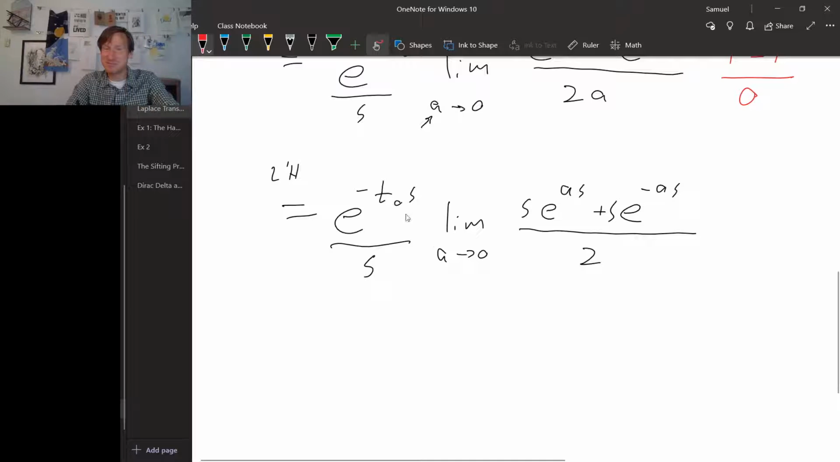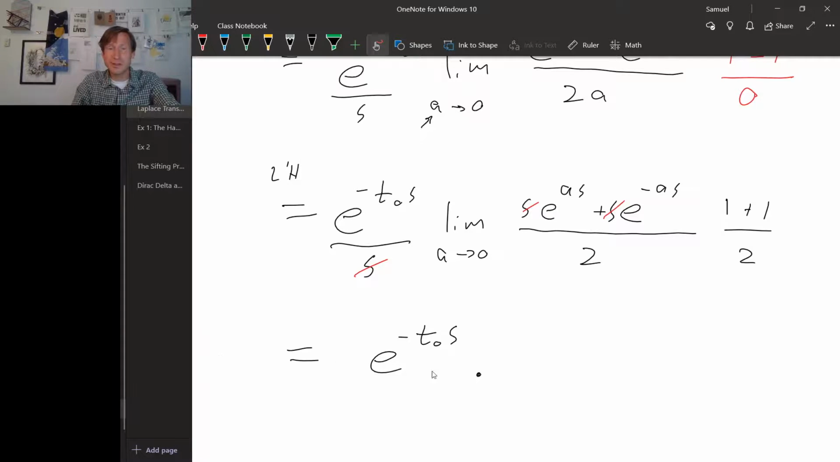Now that I've fixed this mistake with the missing factor of s in the denominator, we see that these s's all cancel. That's how I noticed I made the mistake. I knew this s was supposed to cancel, and it didn't. So let's try taking the limit as a goes to 0 again. Now in the numerator, we get 1 plus 1. The denominator is just 2, so that's 2. And so this limit turns into 1. So we get e to the minus t naught s, and that's it.